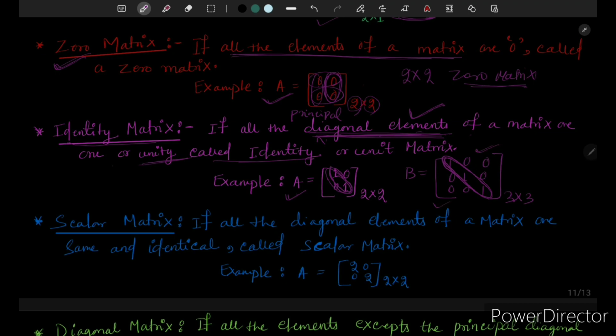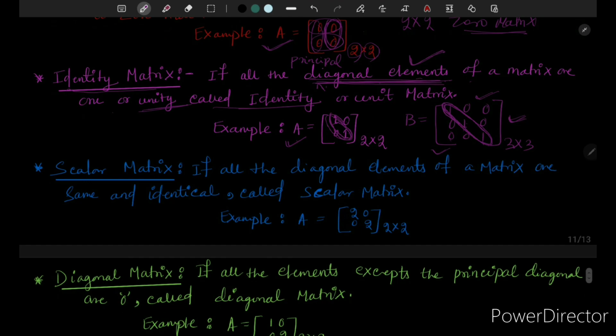These zeros are called off diagonal elements. The ones are called principal diagonal elements. Okay, so here we can all see that the principal diagonal elements are 1. So this type of matrix is called an identity matrix.